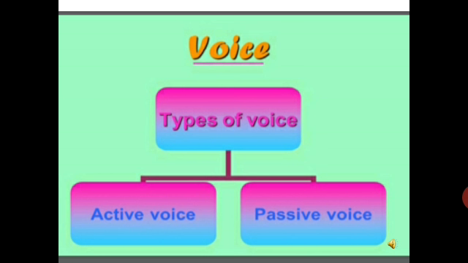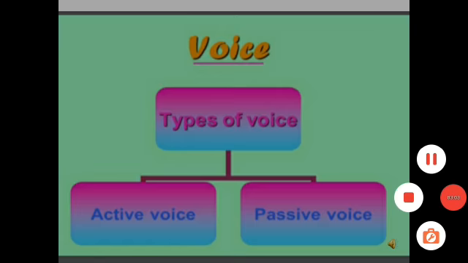There are two ways in which we describe an action performed by the subject in relation with the object. Very first, active voice. Here subject performs the action and object receives the action. And in passive voice, an action is performed on the object by the subject.